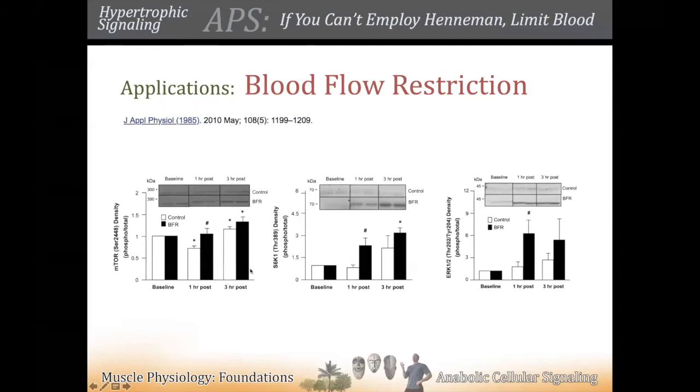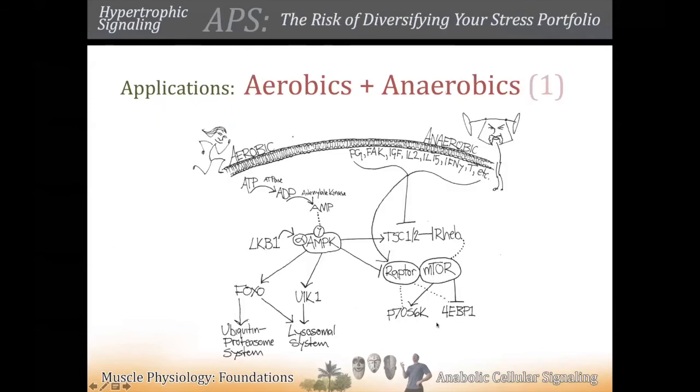And we're getting more activation with blood flow restriction. P70S6K, same thing. So if you're seeing mTOR, that's what you'd expect. This is the MAPK one. Super active. MAPK is the most active one. Now, combining aerobic and anaerobic.